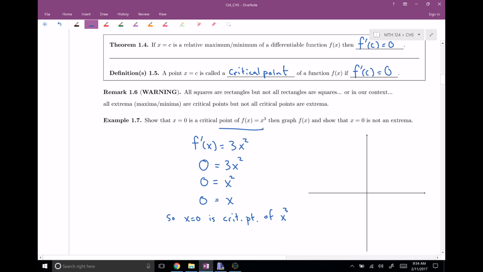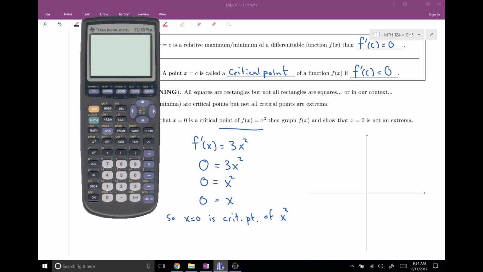So if we graph x cubed, let me go ahead and pull out my calculator really quick. Let me go ahead and attach my keyboard really quick. Try to breathe life into this. All right, there we go.